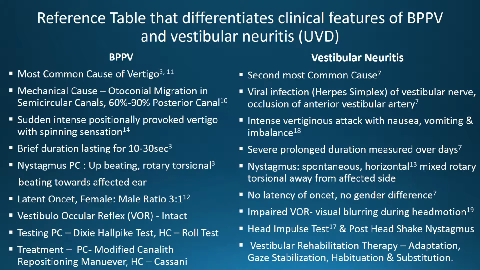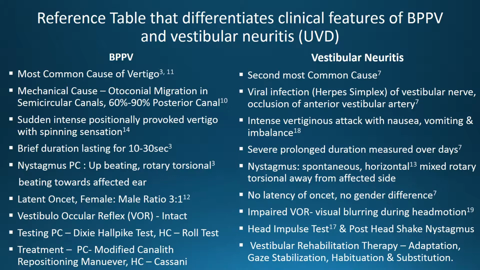It is characterized by sudden, intense, positionally provoked vertigo with a classical spinning sensation. The vertigo is brief in duration, lasting for 10 to 30 seconds. The nystagmus is upbeating, rotary torsional, beats towards the affected side and is geotropic.